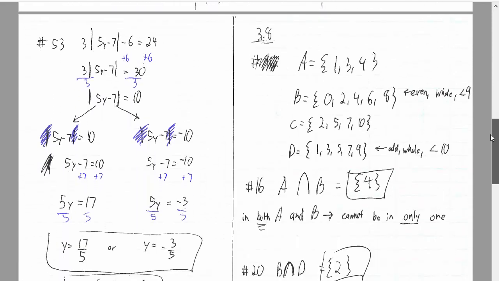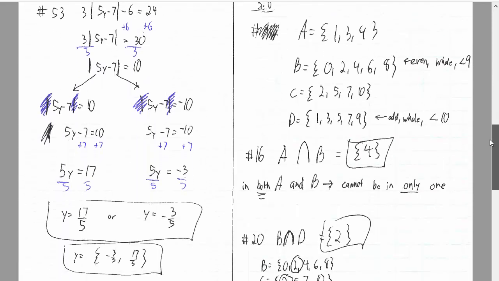All right, I'm going to go on to number 53 from 3.7. Very similar to the last one. Move the 6 over, divide by 3. Then you set your two cases, right? And notice how when I went to write my cases originally here, I wrote my absolute value signs, and I thought, you know what, this is a good idea to kind of keep in. You don't have to put your absolute value signs anymore once you start making the two cases.